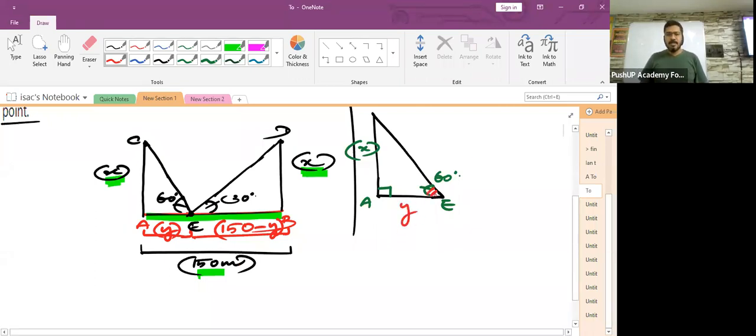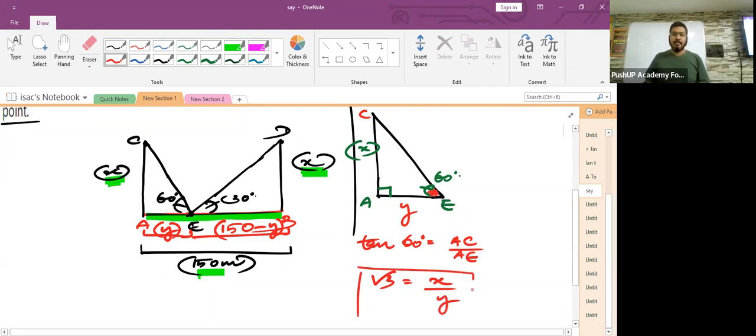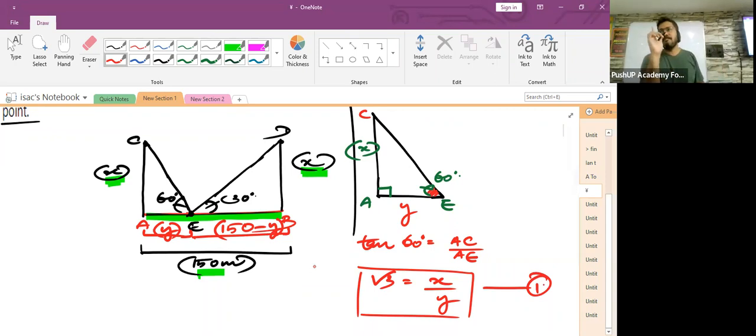Now, children, with reference to this 60-degree angle, which trigonometric function do you have to use? Rayan, tan function? All right. So tan with reference to 60 degrees will be equal to opposite AC divided by adjacent AE. Tan 60 is how much? Root 3, which is equal to AC, which is X, and AE, which is Y. Let me put this in a box. Children, please name the equation as equation number 1, because this step will carry 1 mark.